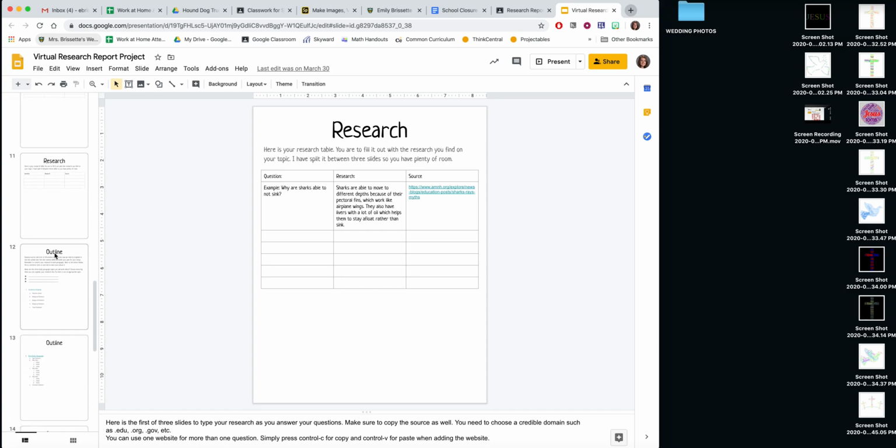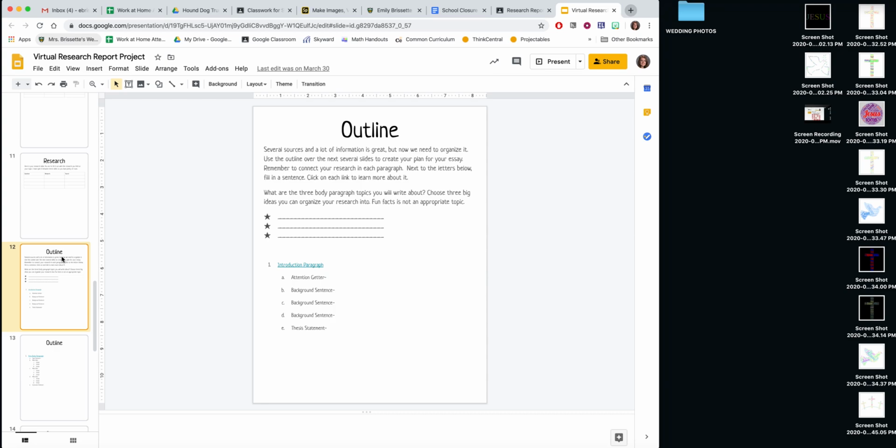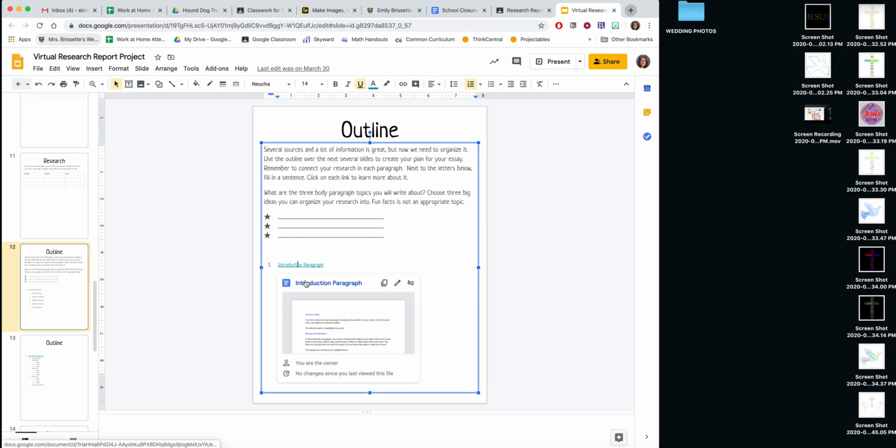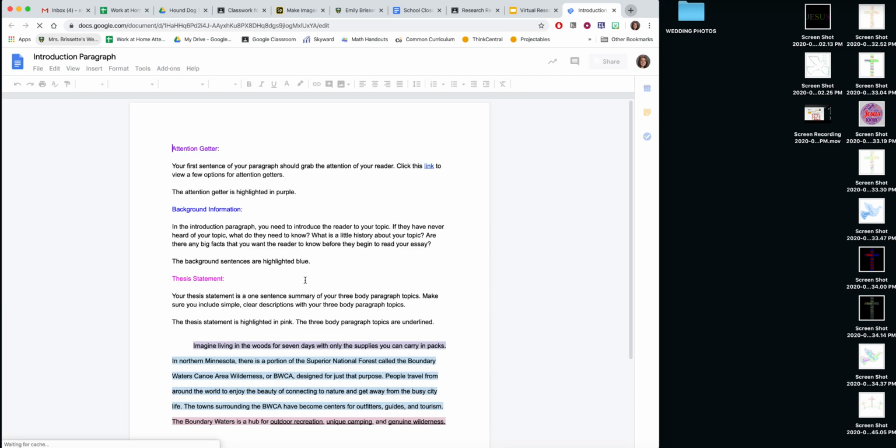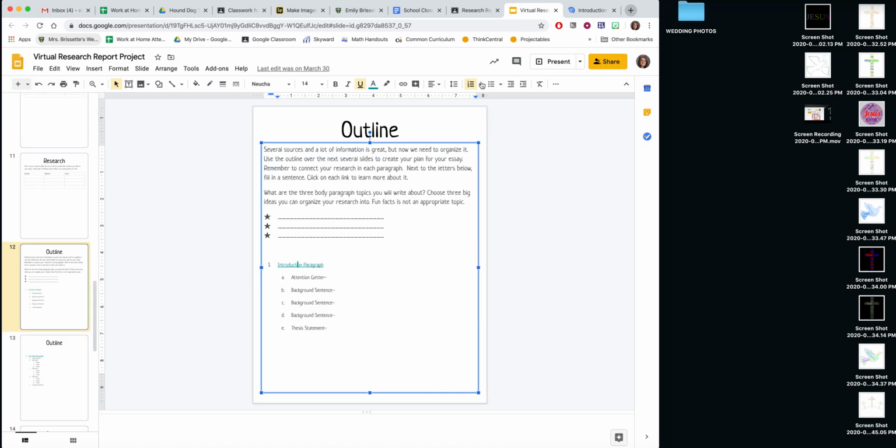Your next step is to put all your research into an outline. So I have these blue links, and that tells you that you can click on it and it goes to a website. So for the introduction paragraph, I have a whole resource for you about what every sentence should be for the parts of the paragraph, as well as an example paragraph. So I guess I'll back up a little bit. With all of your information, that's really awesome, but now we want to put it in organization.